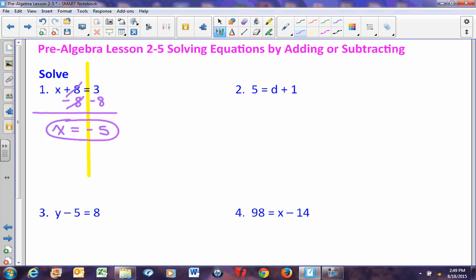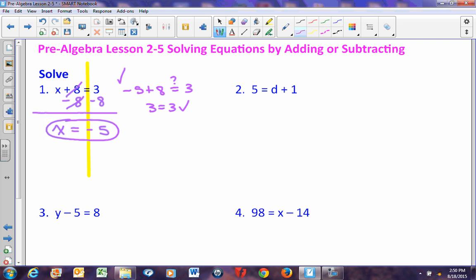We can check to make sure that this is actually correct by plugging in negative 5 for x every time we see x. So I have negative 5 plus 8. Does that equal 3? Yep, 3 equals 3. It checks. You should be able to check every single solitary equation to make sure that you are right or wrong. Let's look at number 2.